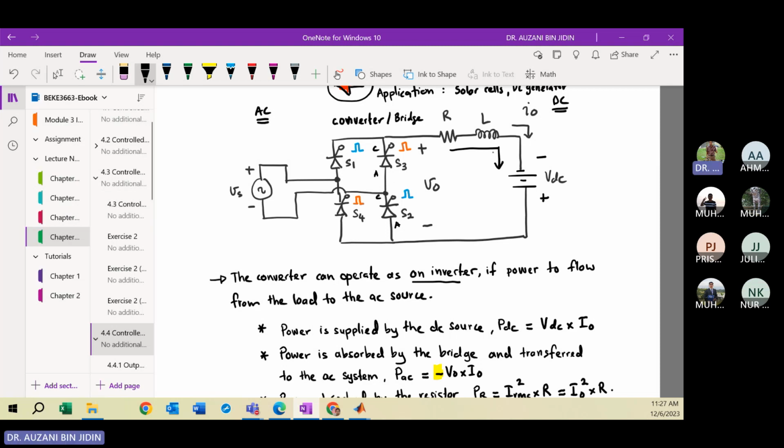But VO you can change the sign. Remember, for the rectifying mode, for the converter to operate as a rectifier, your output voltage will be positive. But for the converter to operate in the inverting mode, inverter operation, the VO must be negative. But the output current direction is the same for both operations, rectifier and inverter operation. Clear?